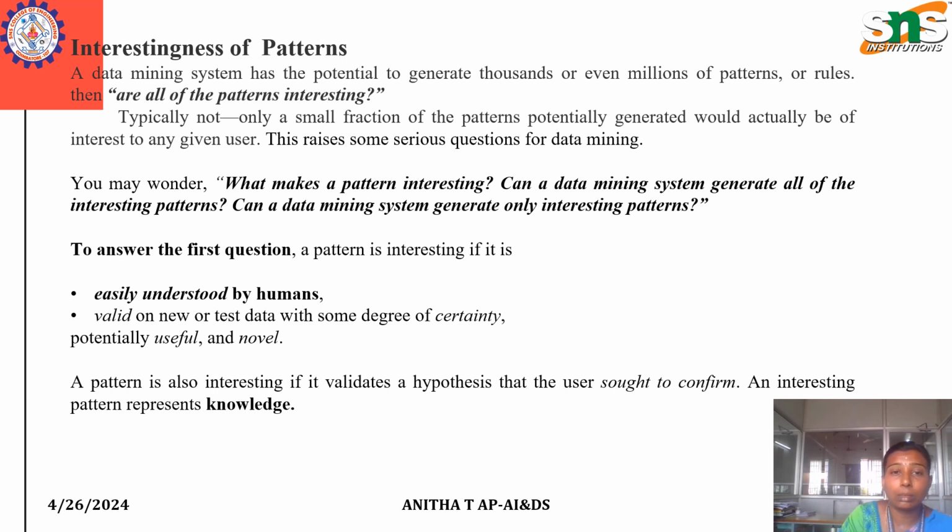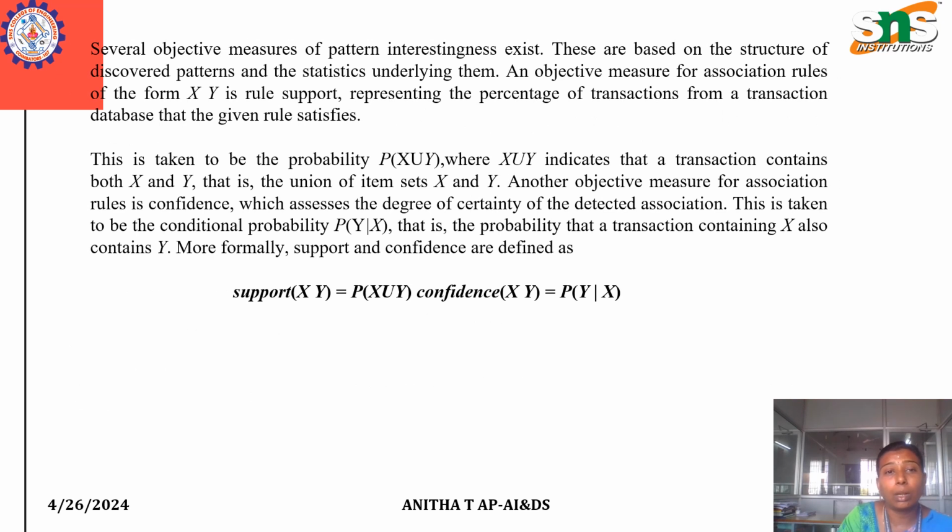To answer these three questions, for the first question, a pattern is interesting if it is easily understood by humans, valid on new or test data with some degree of certainty, potentially useful, and novel. A pattern is also interesting if it is validating a hypothesis that the user sought to confirm. An interesting pattern represents knowledge. And several objective measures of pattern interestingness exist. These are based on the structure of discovered patterns and the statistics underlying them.